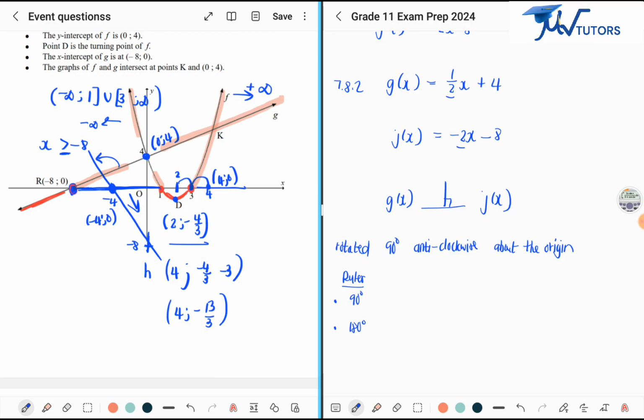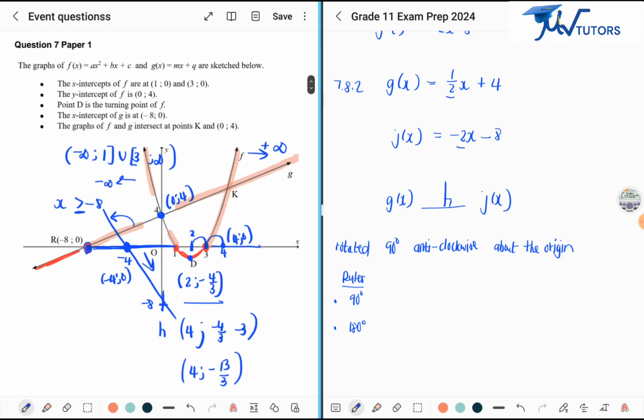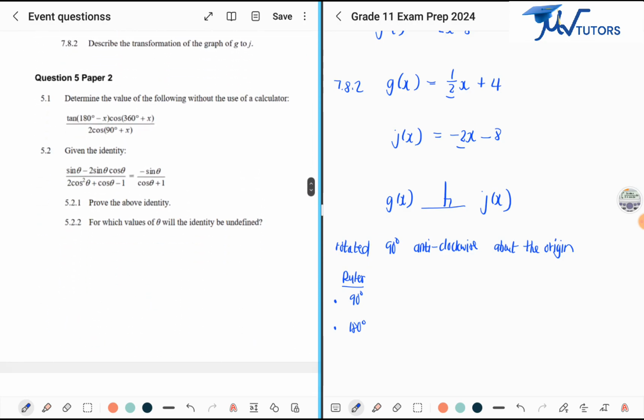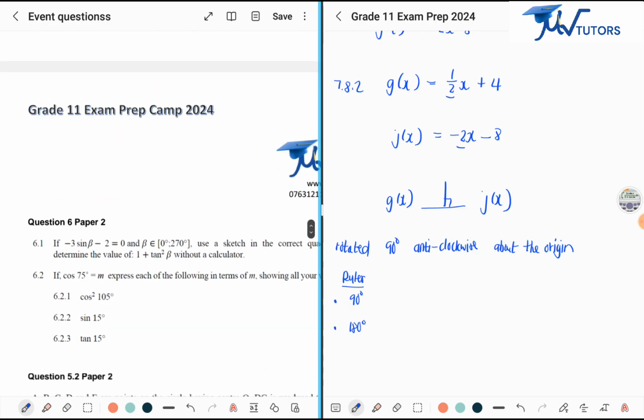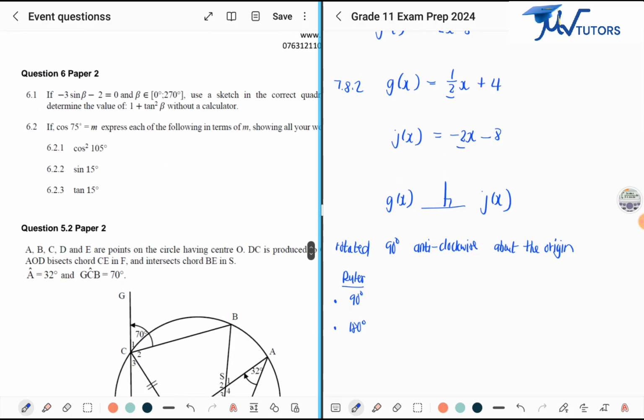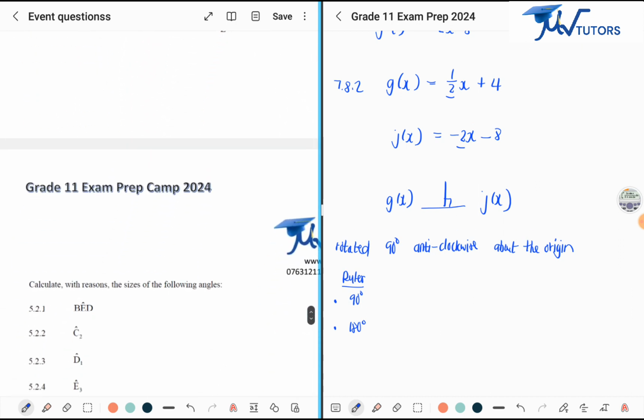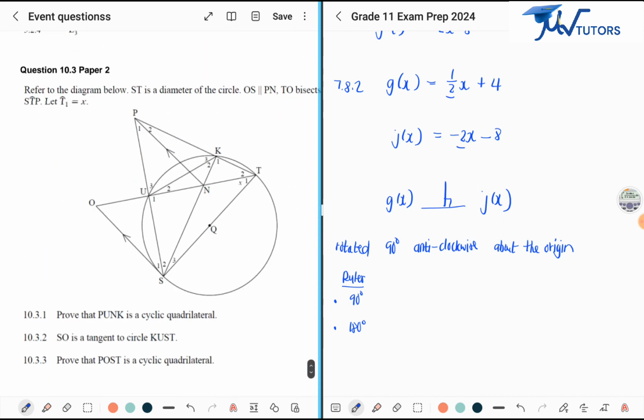All right, and that's where we're going to end question 7. I'll send question 5, which is trig, a bit later, because we did question 5.2 during the session. All right, so you should be okay with that.